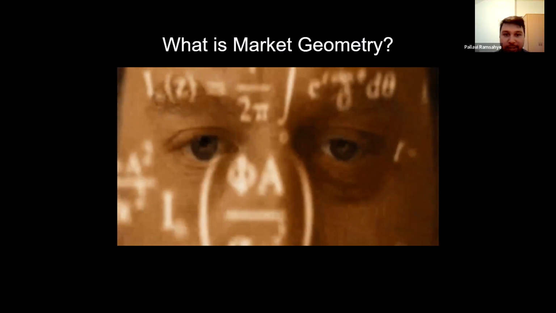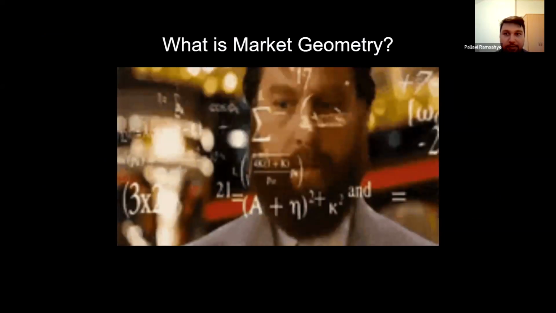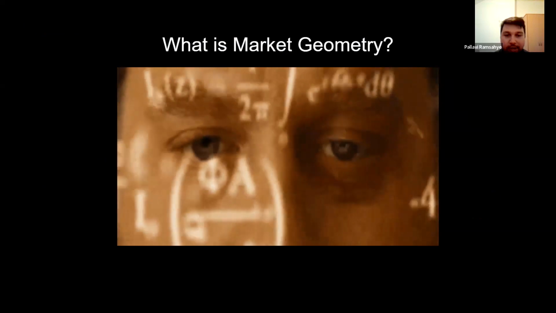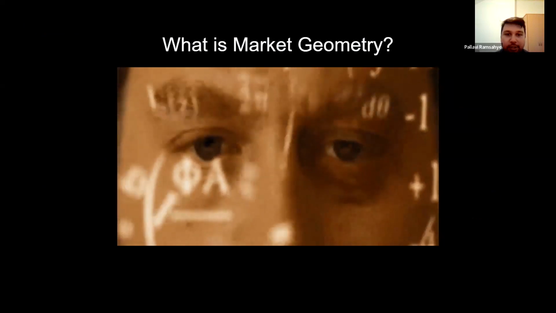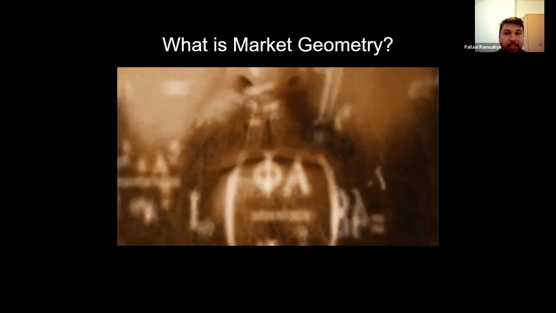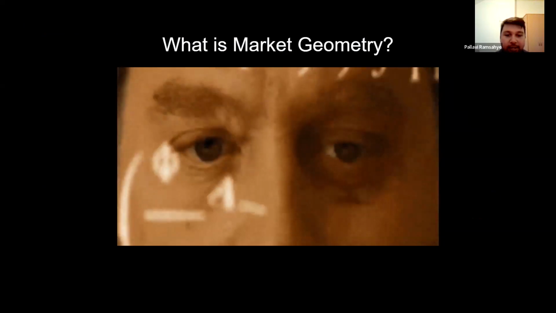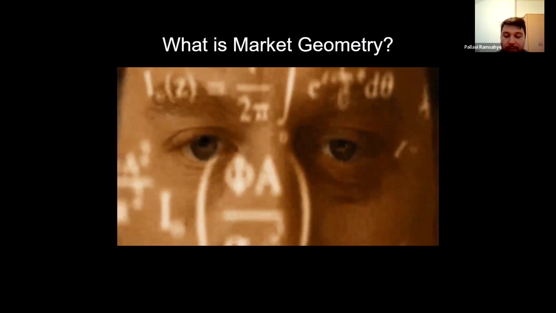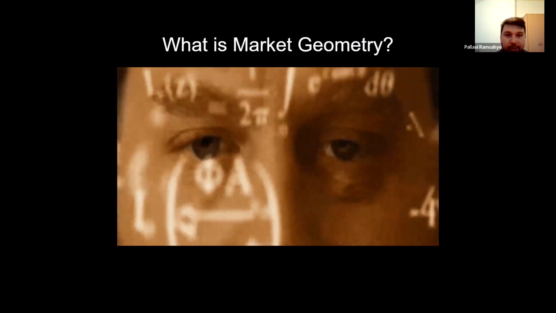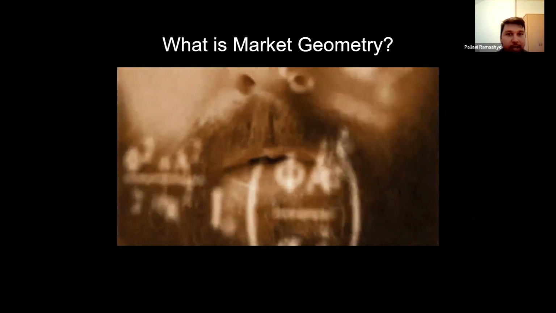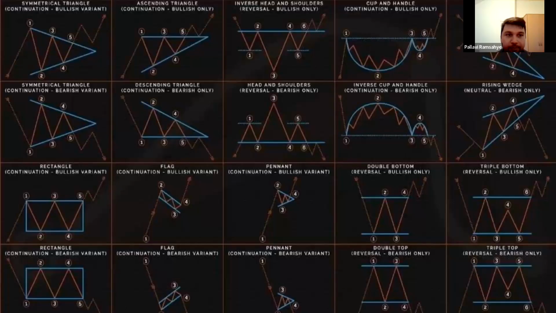First of all, what is market geometry? Some of you newcomers might not know what that is. So Forex market geometry refers to a trading style which uses geometric patterns to find the ideal setup in the market. So it's very simple. We look for shapes and patterns that will establish in the market, and we look to trade these patterns.